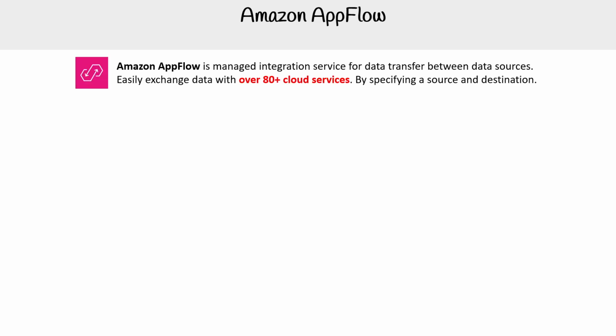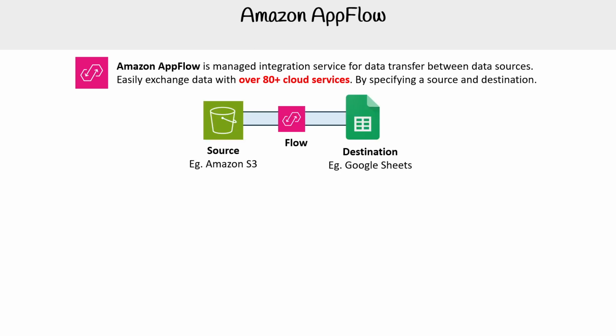Hey, this is Andrew Brown, and we are talking about Amazon AppFlow, which is a managed integration service for data transfer between data sources. Easily exchange data with 80 plus cloud services by specifying a source and destination. So the idea is that you can take something from like S3 and place it into Google Sheets.